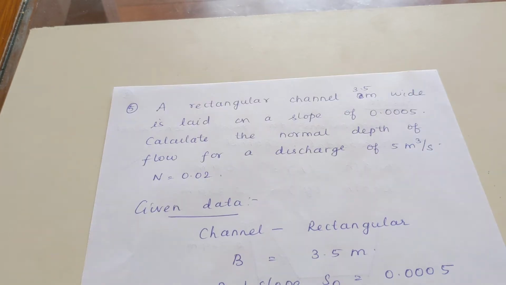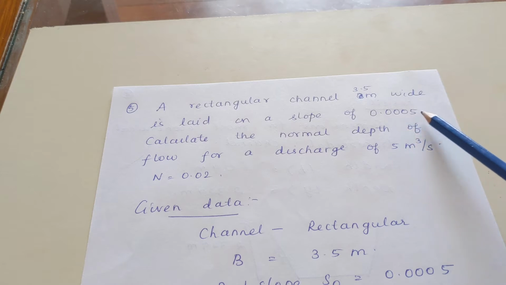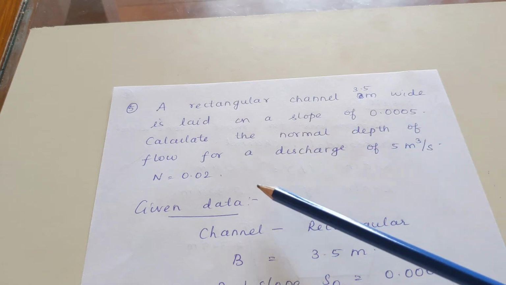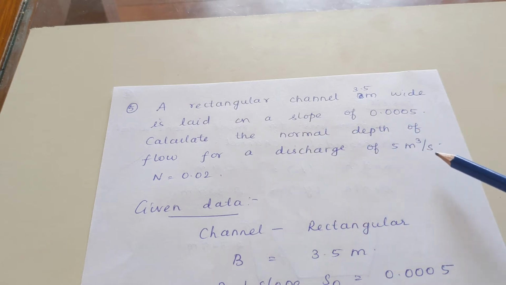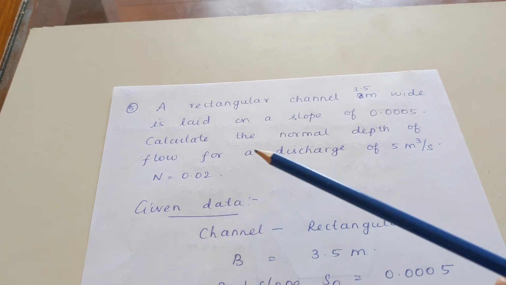The next problem is a rectangular channel 3.5 meter wide is laid on a slope of 0.0005. Calculate the normal depth of flow for a discharge of 5 meter cube per second. You have to take Manning's constant n is equal to 0.02, they have given.